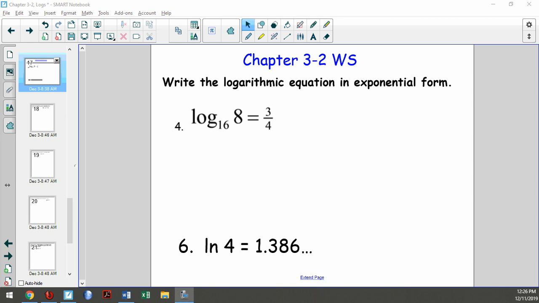Turn it over. Number 19 is 14. 20 is 4. 21 is 18. 22 is 2. 23 is 256. 24 is 512. 25 is 1 over 100. 26 is 27. 27 is the square root of 7 over 7. If you got 1 over the square root of 7, you should have rationalized.